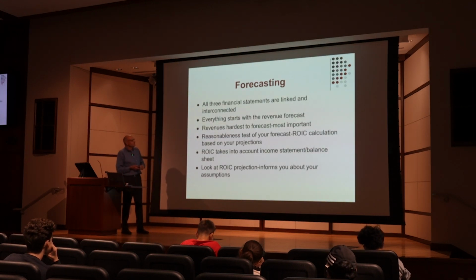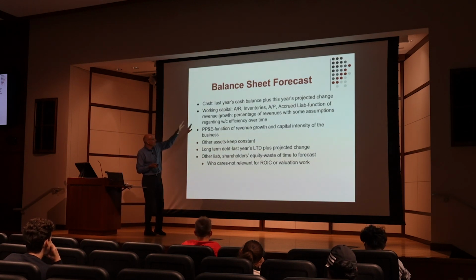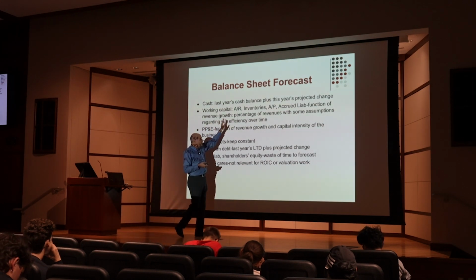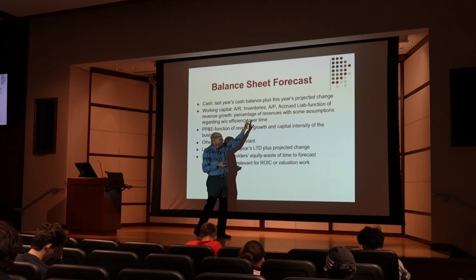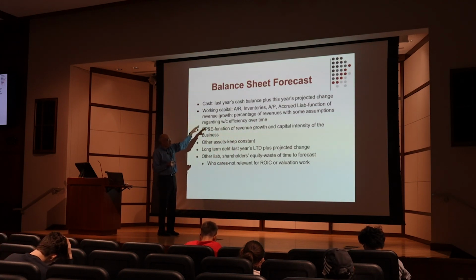So cash: last year's cash balance plus this year's projected change. Working capital: accounts receivable, inventories, accounts payable, accrued liabilities, a function of revenue growth, percentage of revenues, with some assumptions regarding working capital efficiency over time.